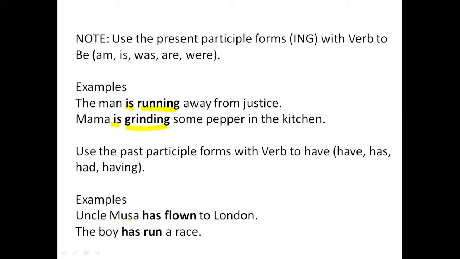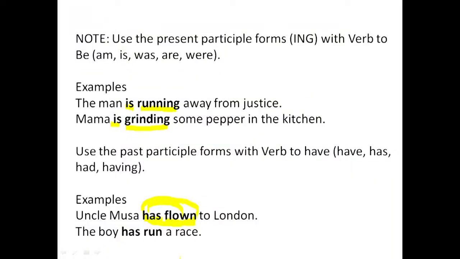Example here, we have Uncle Musa has flown to London. You see, has is assisted by the verb flown. Actually, if you remember this one in the Monday lesson, has is helping the verb flown, and together they give us a verb phrase. Whenever you use has or have or having, you require the past participle form.